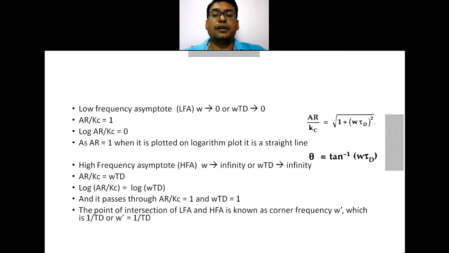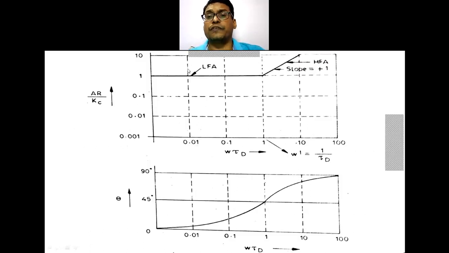So plotting the low frequency asymptote and the high frequency asymptote. The low frequency asymptote, LFA, is where omega tends to 0. So the omega tau d value tends to 0. That is why amplitude ratio upon Kc is equal to 1. So the log of amplitude ratio upon Kc is 0. So it is a straight line. The low frequency asymptote is a straight line with 1 as its value. There is no slope.